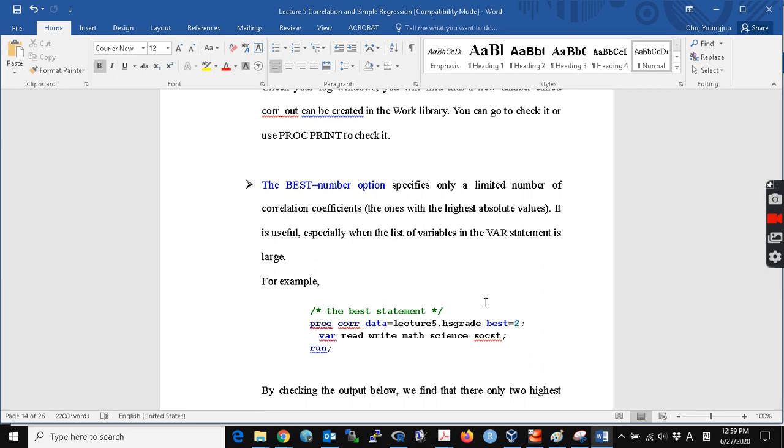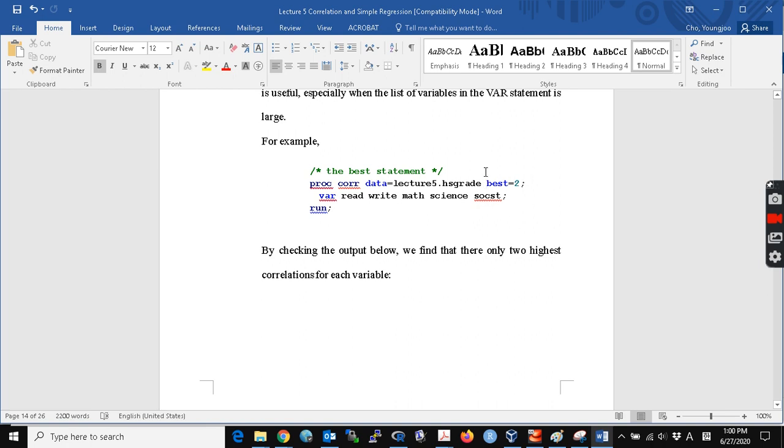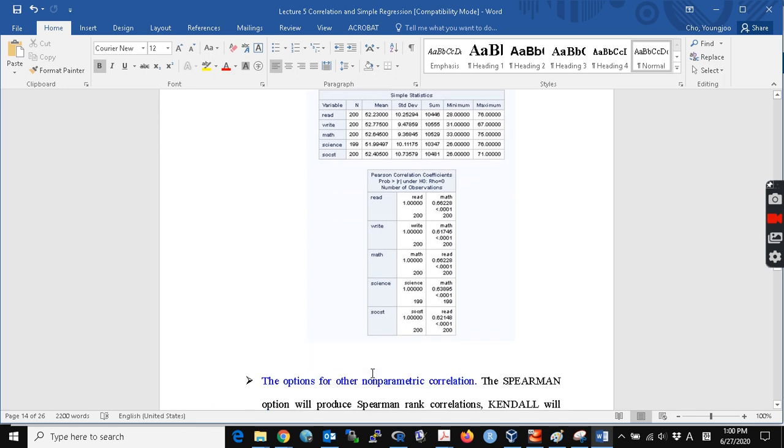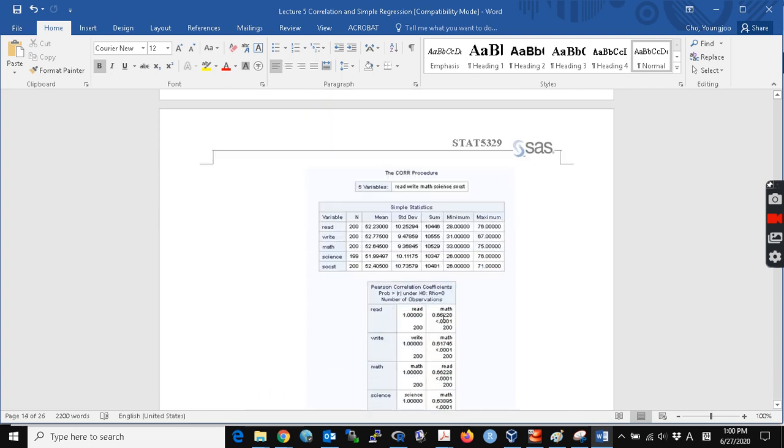If you specify BEST=1 here, then you only return the highest correlation between variables. And here I specify 2, so we only return the two highest correlations for each variable, which are read and math, write and math, math and read, science and math, and social science and read. So for each variable, we only return the two highest correlations.